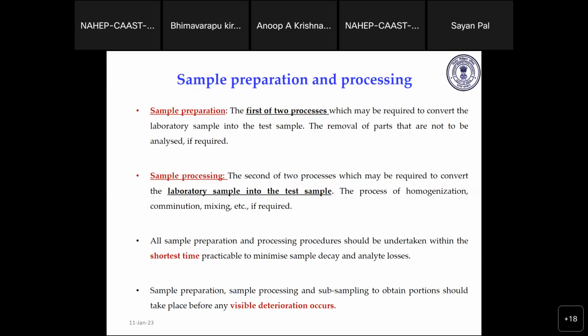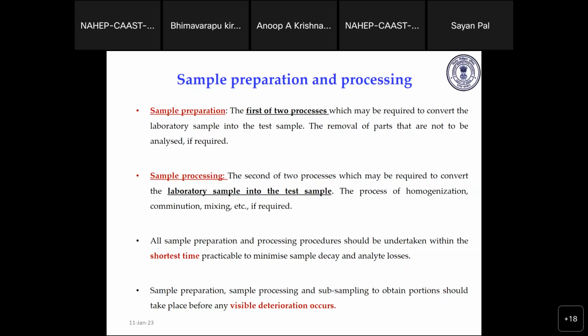So what we have to do is process the sample and remove parts which are not required. Ideally, they say the edible part has to be taken for testing, because that is what we, as human beings, consume as a part of food safety. So we will do the homogenization or mixing, or whatever process it is, to convert the lab sample into a test sample, or reduction happens.